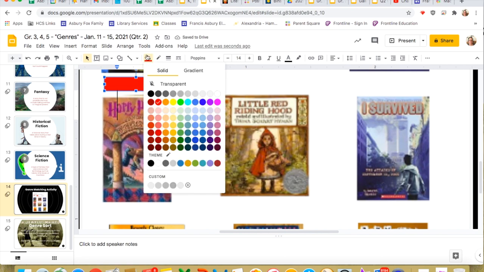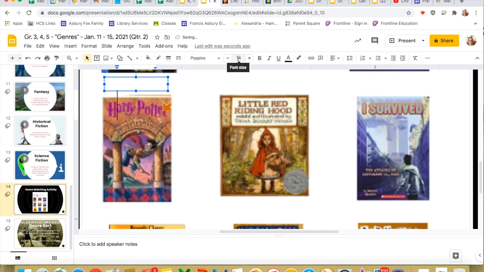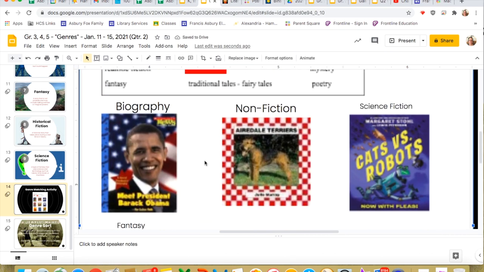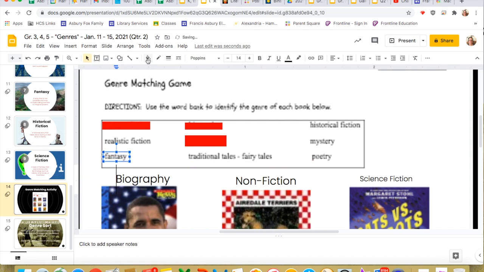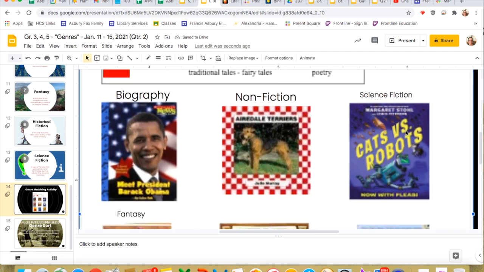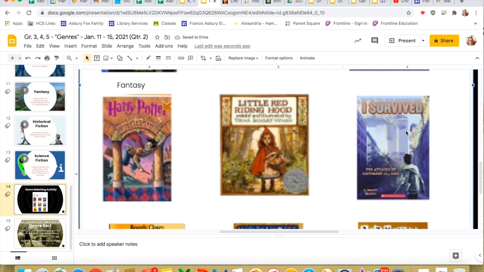So Miss T is going to type in, make sure I make it small enough. There we go. So this is fantasy. Good job. And we will go up here and we will mark off our fantasy. Okay, excellent.